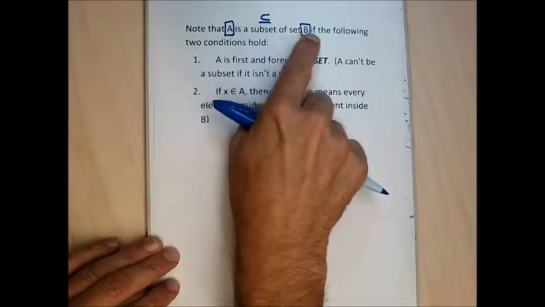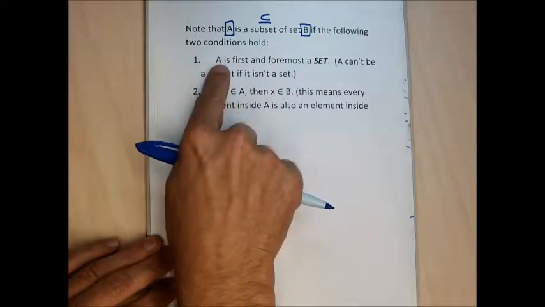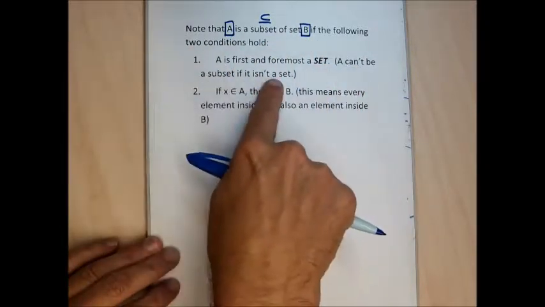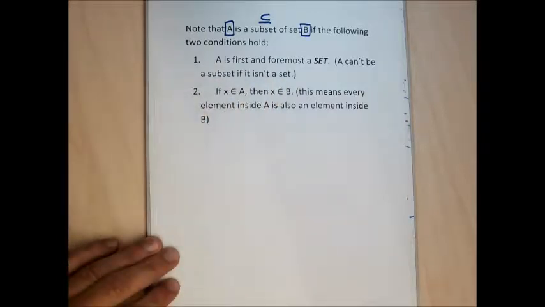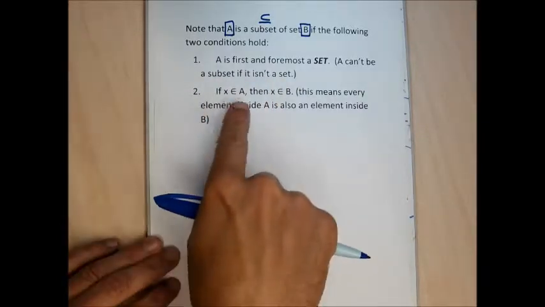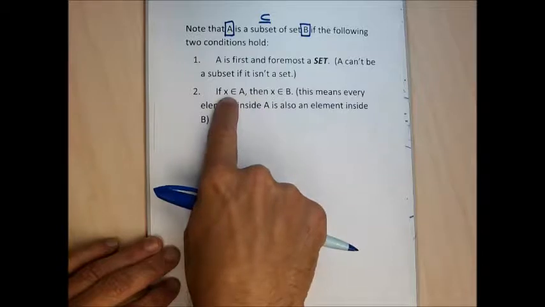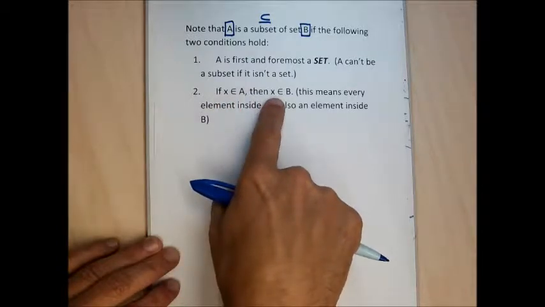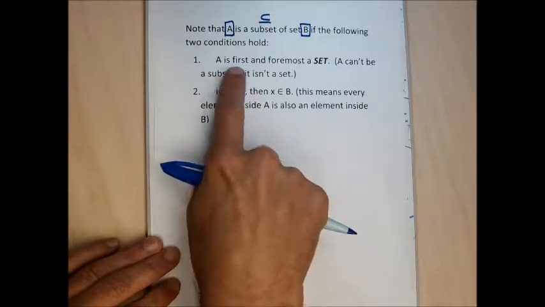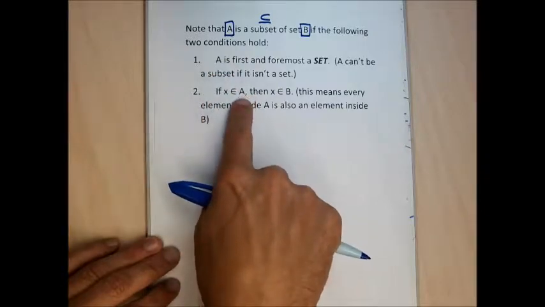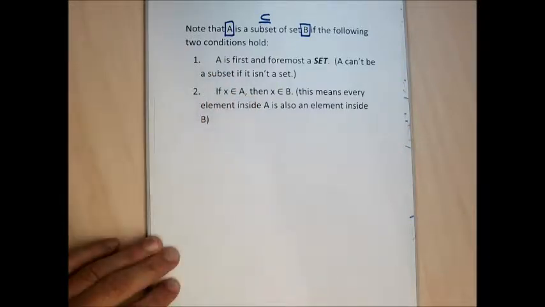For A to be a subset of B, A has to be a set. A can't be a subset if it isn't a set. And second, every element X in A is also an element in B. So if A is a set and every element inside A is also an element contained in B, then A is a subset of B.